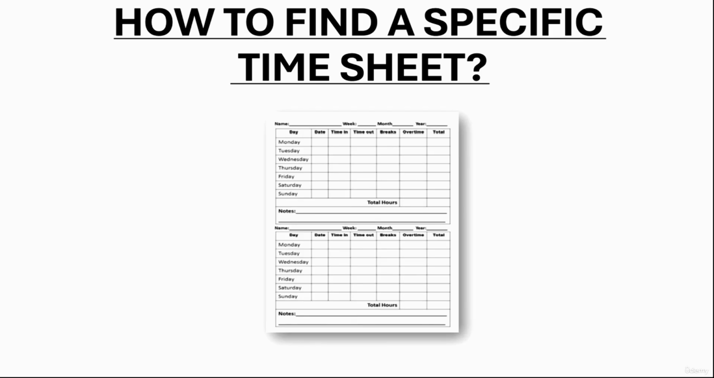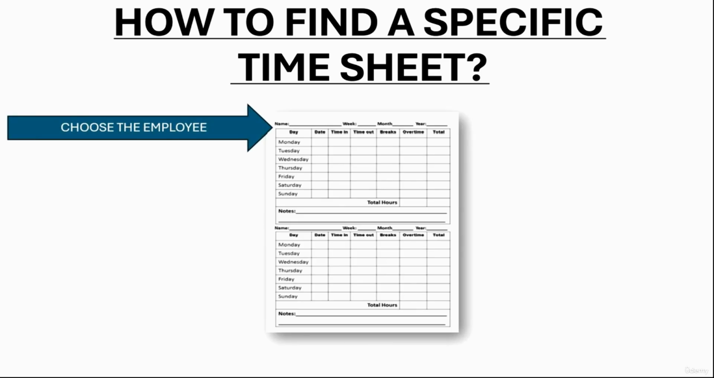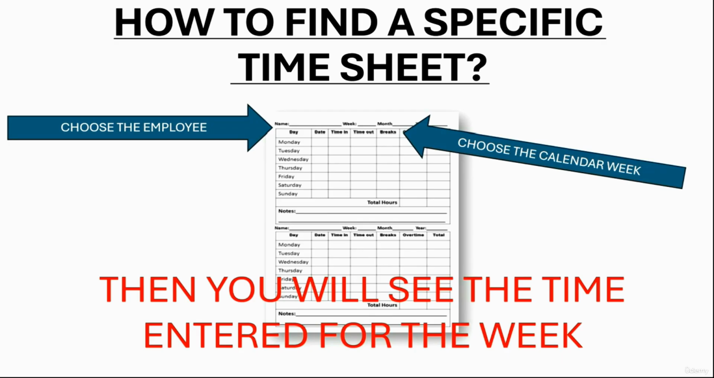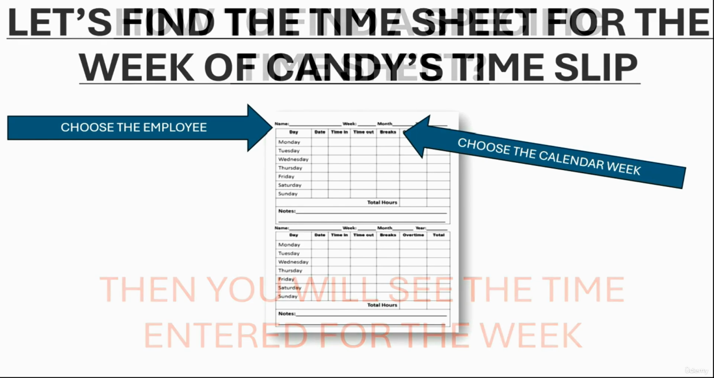Well, when you open the timesheet window, which we will do in a moment, all you have to do is tell QuickBooks Online which employee and which calendar week, and you will see that particular calendar week's timesheet for that worker. And then you will suddenly see all of the individual time activities that were entered on the time slips, displayed on that timesheet for that worker for that week.